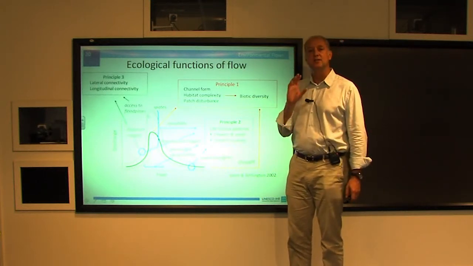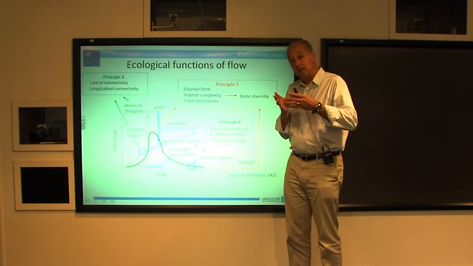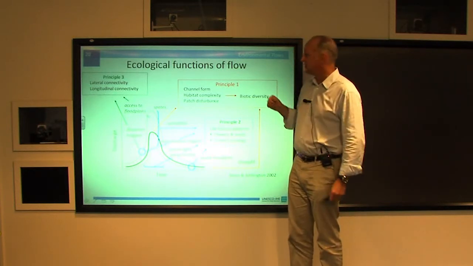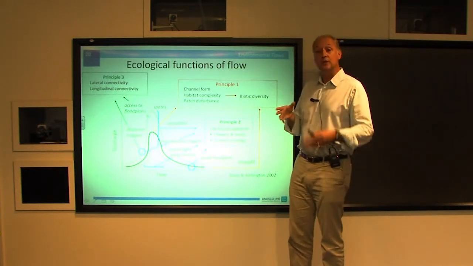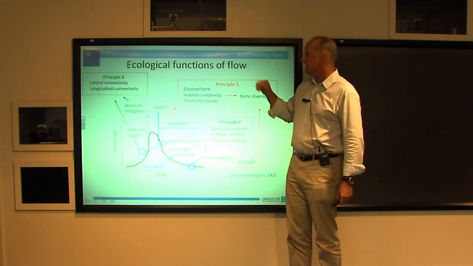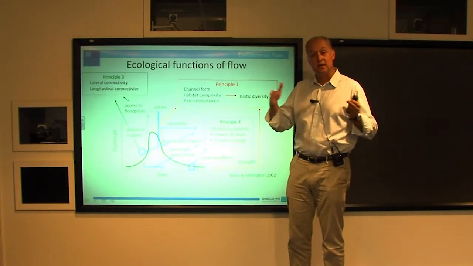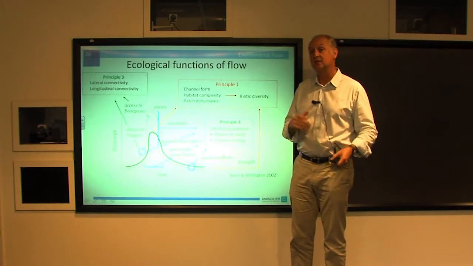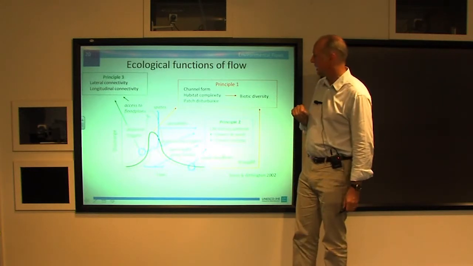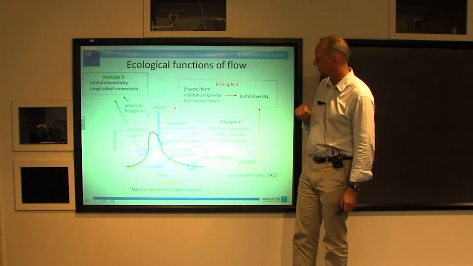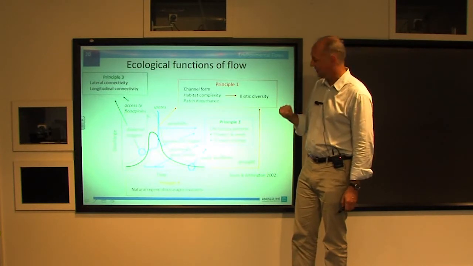Principle 3 focuses on connectivity, both longitudinal connectivity, up and downstream, and lateral connectivity, which is connectivity into adjacent areas such as floodplains, which are very important habitat for organisms. We'll see some examples of that.